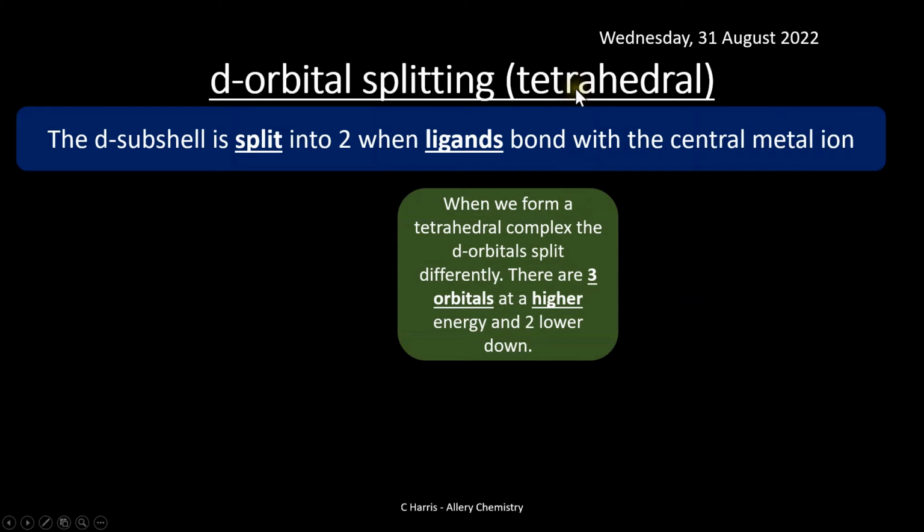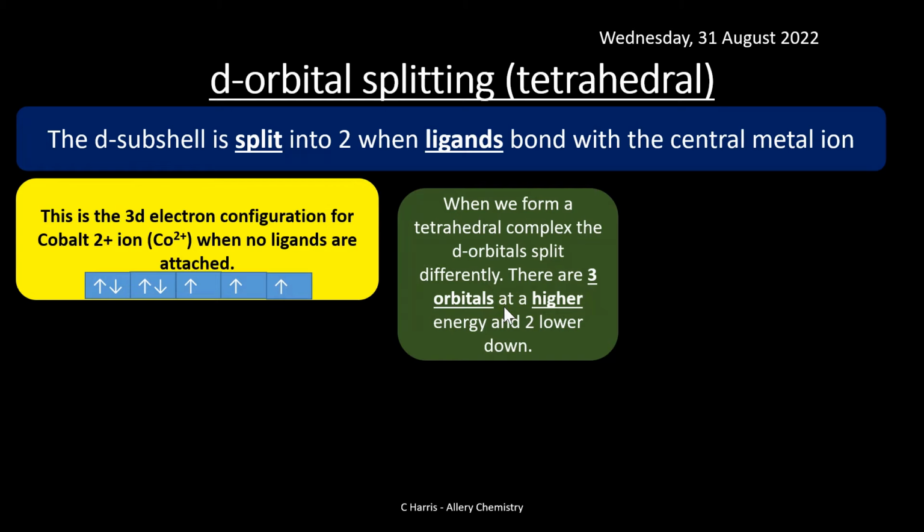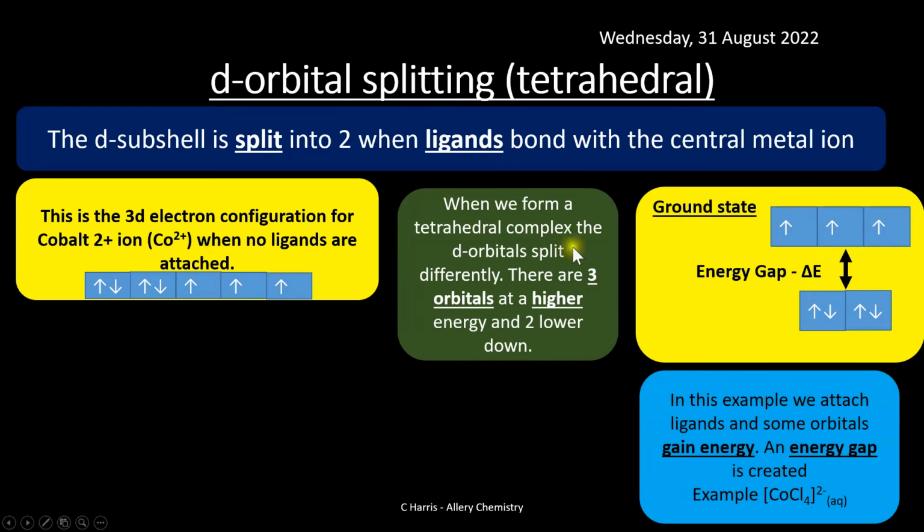Now, when we form a tetrahedral complex, we still get d-orbital splitting, but they split slightly differently, and actually we have 3 orbitals at a higher energy and 2 that are lower down. Let's have a look. This is the cobalt one, exactly the same example as before. But when we have a tetrahedral structure, coordination number 4, so we have CoCl4 instead, then the splitting flips the other way around. With the octahedral structure, we had 3 at the bottom, 2 at the top. Here we have 3 at the top and 2 at the bottom. So we've got a slightly different setup here.